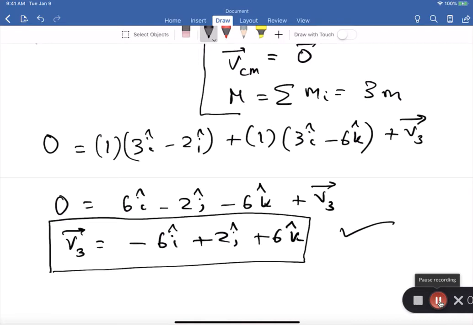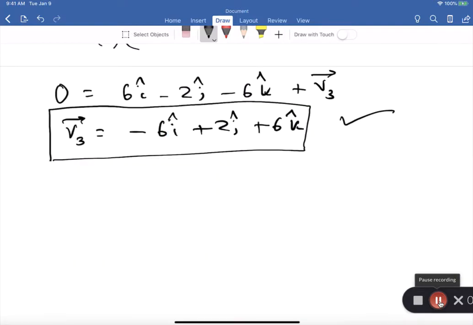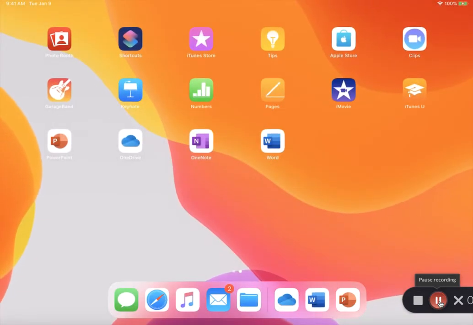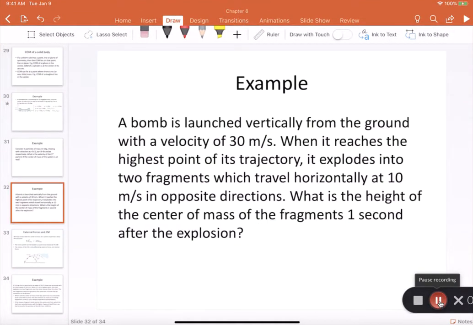Okay, now moving on to, oops, what happened here? Okay, let's look at this problem. And once again, read this problem and see if you can set it up yourself. And then we are going to discuss this problem. Okay.